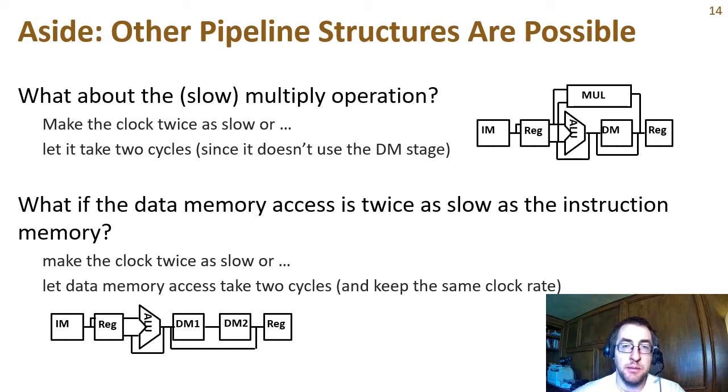And then if the data memory access is slow, you can divide the data memory access into multiple stages. So you can make the data memory access take multiple clock cycles in order to keep your clock at the same rate or to increase its speed. And we'll hopefully be able to review some of the pros and cons of these designs at another time.